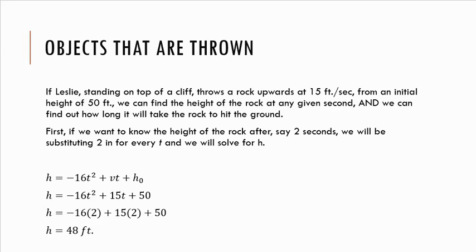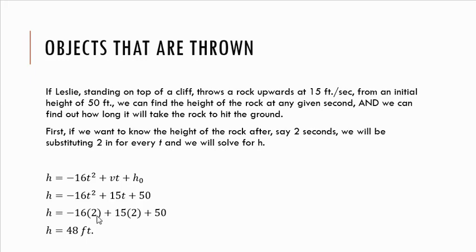So if I go down to my second line, first I want to substitute in my coefficients. My initial velocity, like I said, is 15 feet per second. She's throwing the rock up, so therefore it's a positive initial velocity. And the initial height, or the starting height, or h sub 0, is 50 feet. From there, I'm going to substitute in 2 seconds for t.